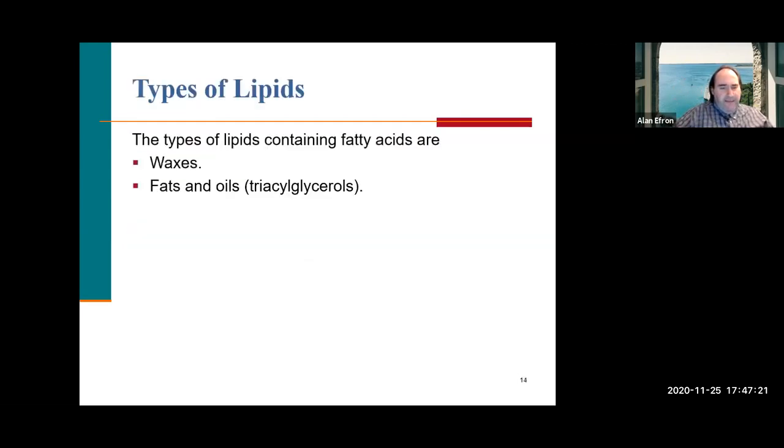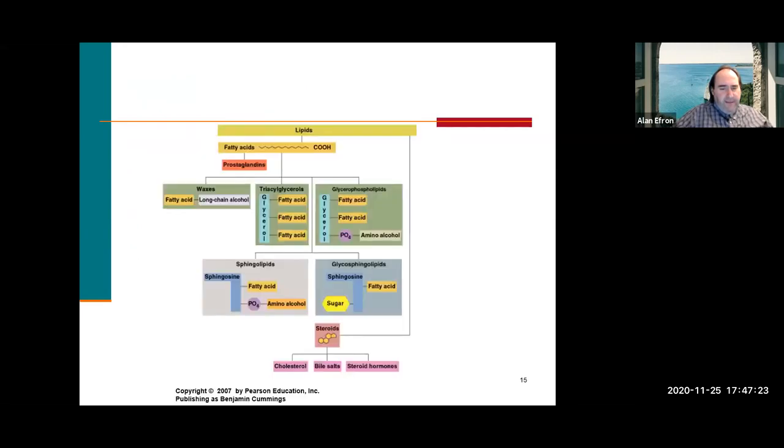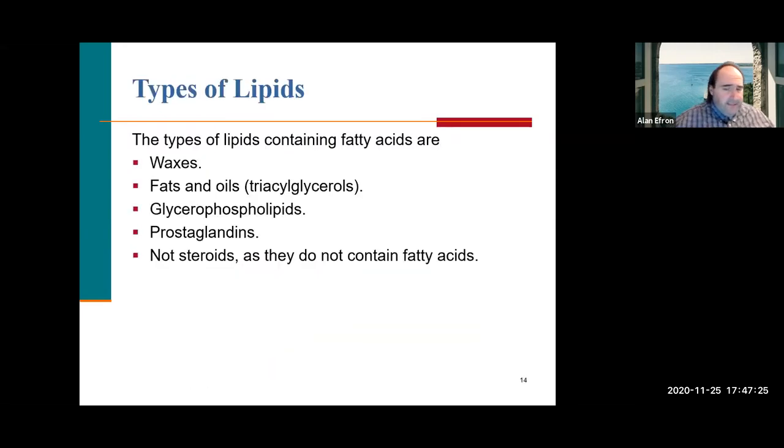Now, there's different types of lipids, and we're going to talk about some of these along the way. There's waxes, there's fats and oils. There's ones that are referred to as glycerol phospholipids. There's also prostaglandins, and there's steroids. Steroids don't really contain a fatty acid. It has its own sort of look to it that we'll see in this chapter.